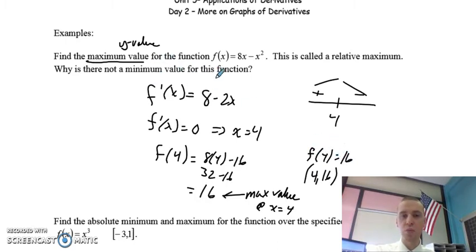Why is there not a minimum? Well, notice that we only have one critical value. We found that's a maximum. There's also no minimum because we know this is a quadratic reflected. A quadratic usually looks like this. Instead, now it looks like this. So that's why there's no minimum value.